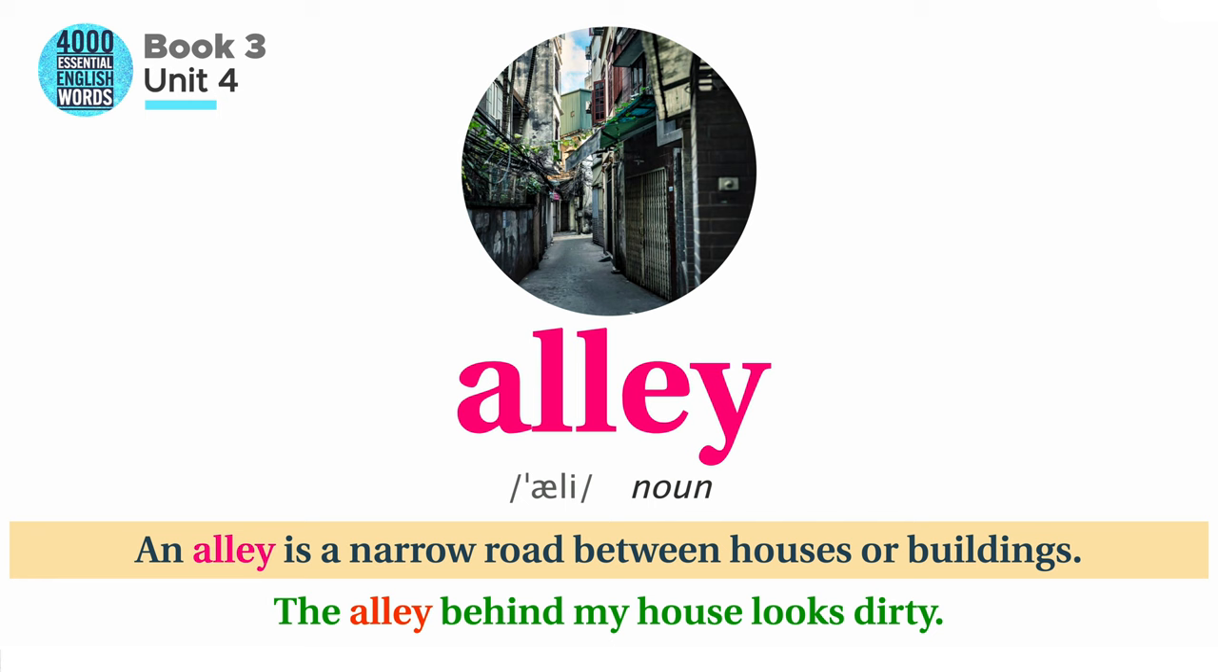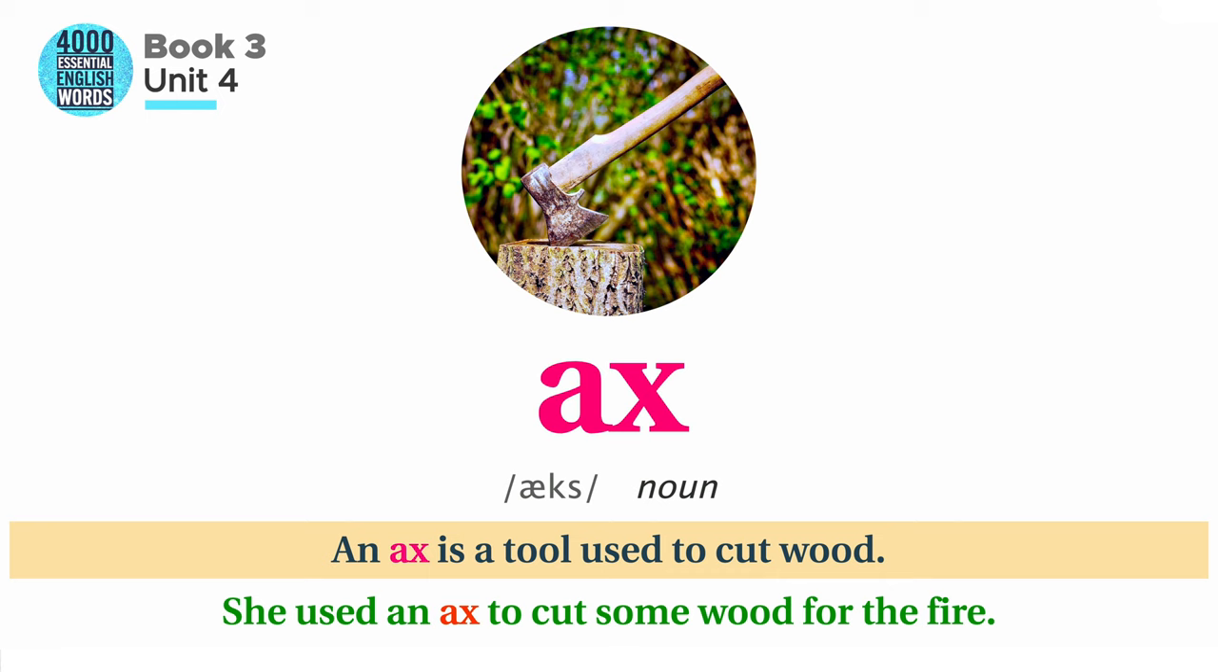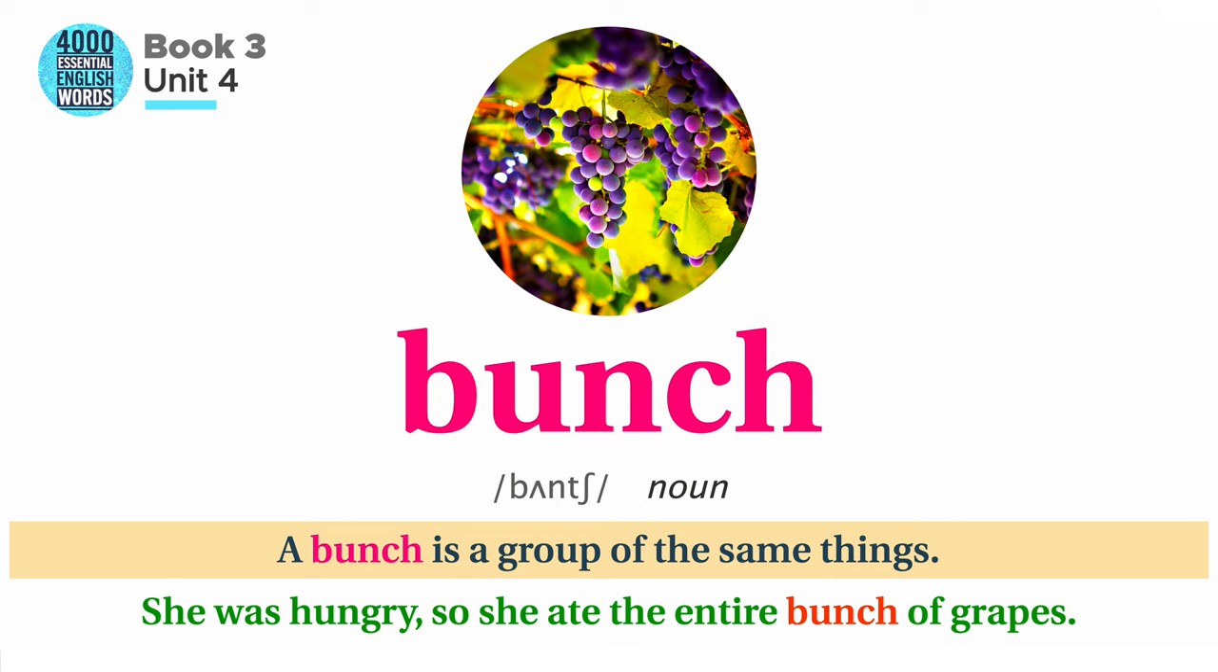Axe. An axe is a tool used to cut wood. She used an axe to cut some wood for the fire. Bunch. A bunch is a group of the same things. She was hungry, so she ate the entire bunch of grapes.